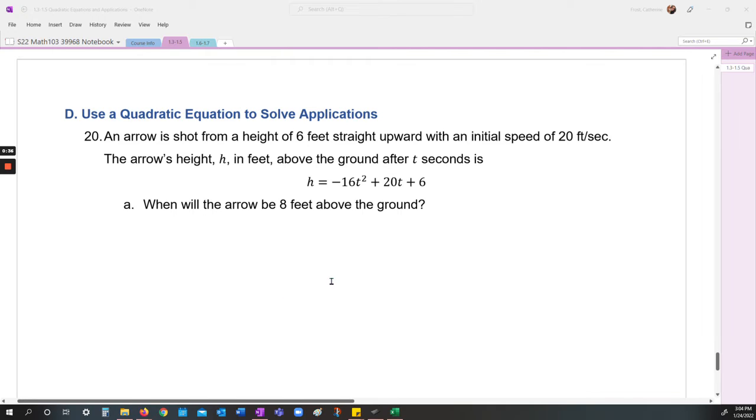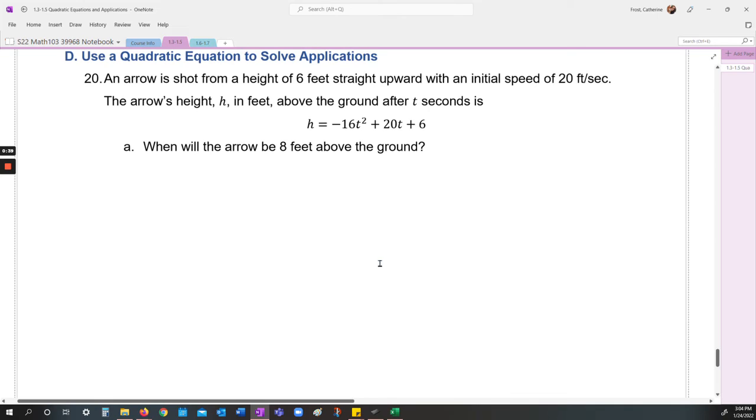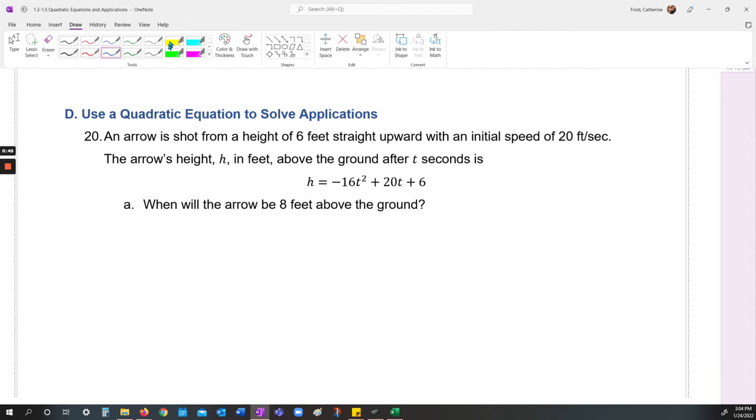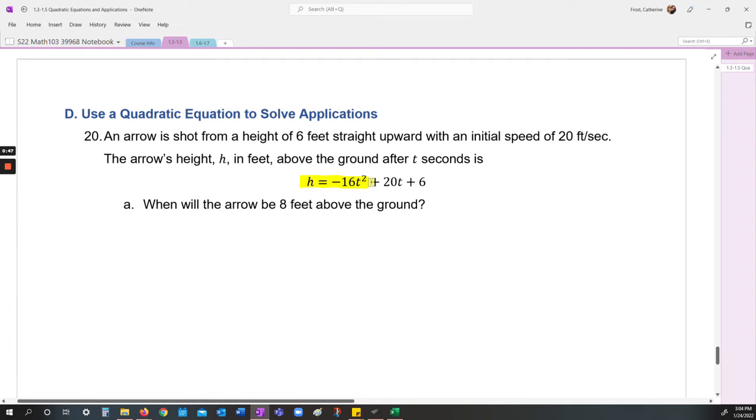So you really only need to know this equation right here, this formula. All of this stuff that they're explaining goes into how the formula was derived. So this 6 feet, the initial height, is the constant, the initial speed is this 20, the negative 16 they don't explain, but that comes from gravity, so that's why it's negative.